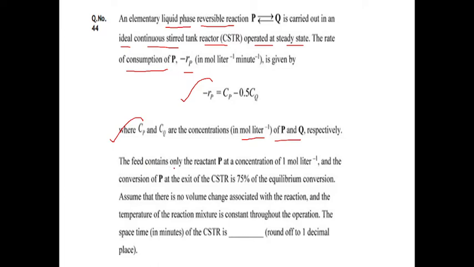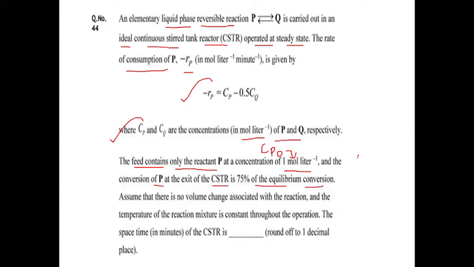Concentration unit is mole per liter respectively. The feed contains only the reactant P at a concentration of 1 mole per liter. So Cp naught is equal to 1 mole per liter. What about Cq naught? We should take Cq naught as 0, because the feed contains only the reactant P. And the conversion of P at the exit of the CSTR is 75% of the equilibrium conversion.